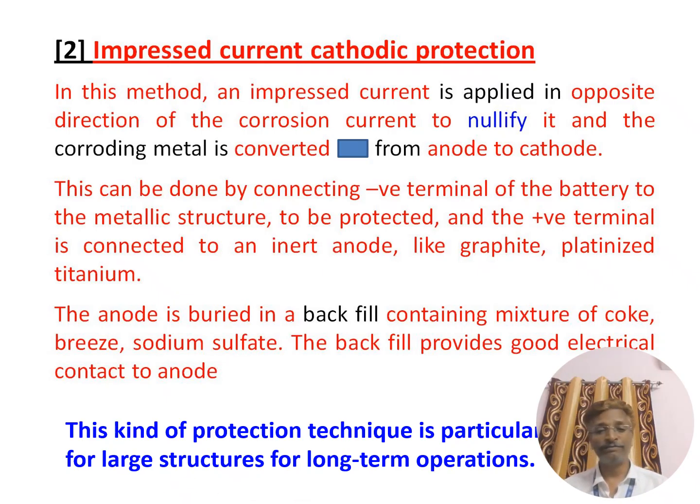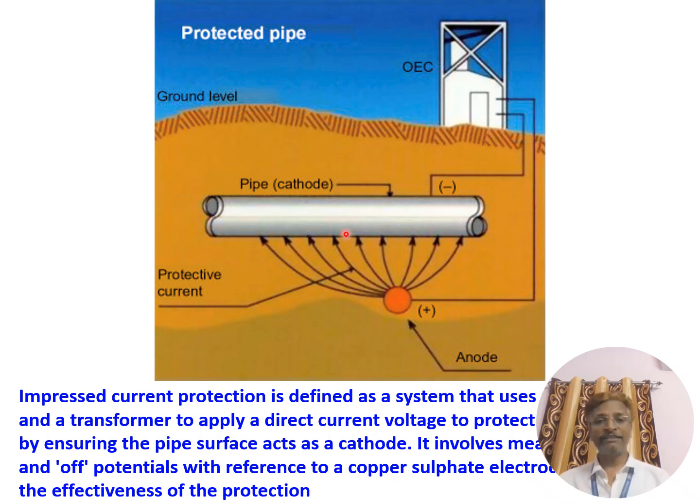Long-term operation. Okay, look at this picture. So this is your object buried under the ground. This should act as a cathode. So the negative terminal of the battery, this is the battery, the power supply, is connected to the cathode, and the positive terminal is connected to the anode. So by way of supplying electrons, the object is protected.